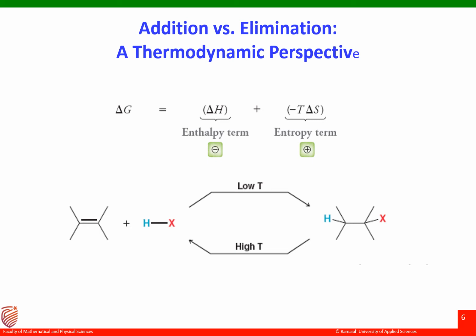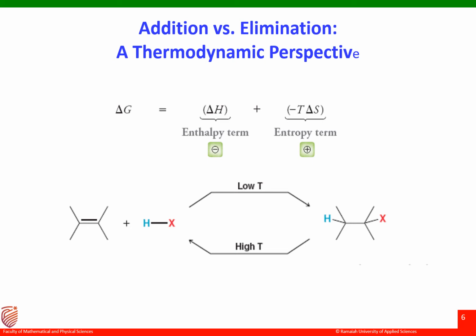Now, let us combine both the enthalpy and the entropy term. The enthalpy term is negative and the entropy term is positive. So, the sign of delta G for addition reaction will be determined by competition between the two terms. In order to get delta G to be negative, the enthalpy term must be larger than the entropy term. This competition between the enthalpy term and entropy term is temperature dependent.